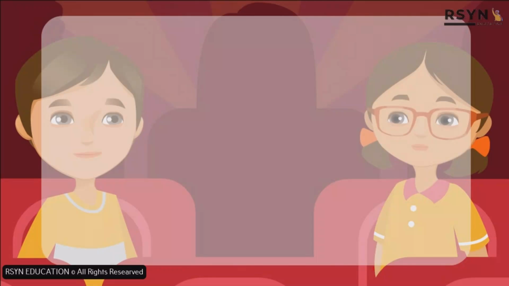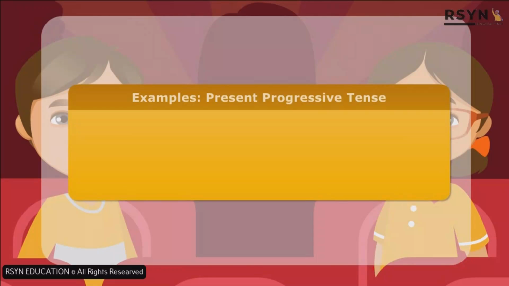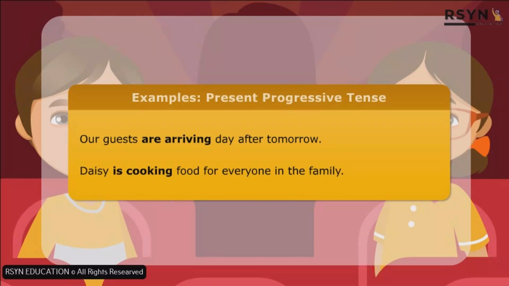Here are few more examples of use of present progressive tense. Our guests are arriving day after tomorrow. Daisy is cooking food for everyone in the family.